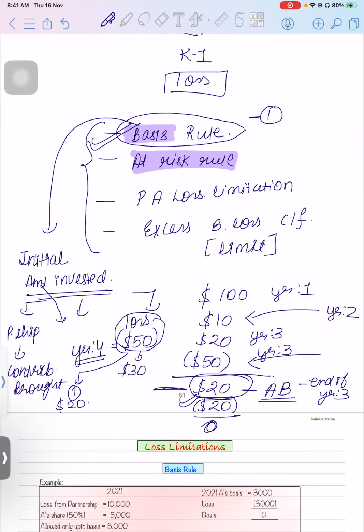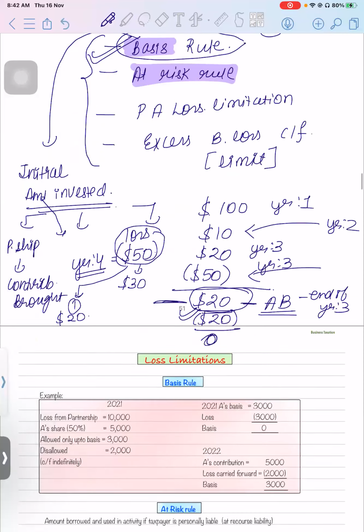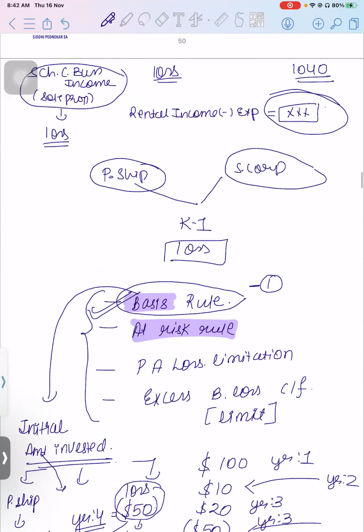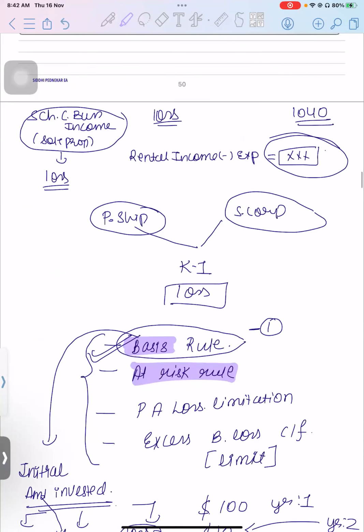Whatever is your actual stake in that partnership firm or actual stake in that property or actual stake in the S corporation. Right now, for the point of view of this topic, currently we are looking at the business losses. So you will check what is your investment you have bought into your Schedule C business. What was your basis in partnership? What was your basis in S corporation? Or in case of rental, right now rental we are not taking.